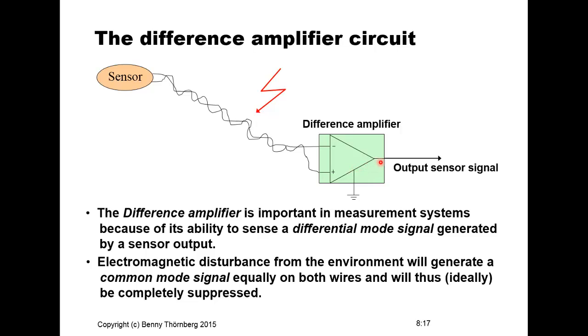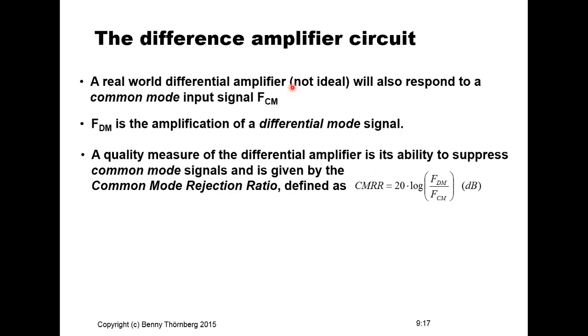If it is an ideal difference amplifier that only responds to the difference between those two terminals, then we can completely eliminate the disturbance that comes from the environment. On the other hand, a real-world differential amplifier, and not an ideal one, will also respond to a common mode signal, this ACM, with a SCM, and the ACM is the amplification of the common mode signal, and the ADM is the amplification of the differential mode signal, that one that is desired and we want to have.